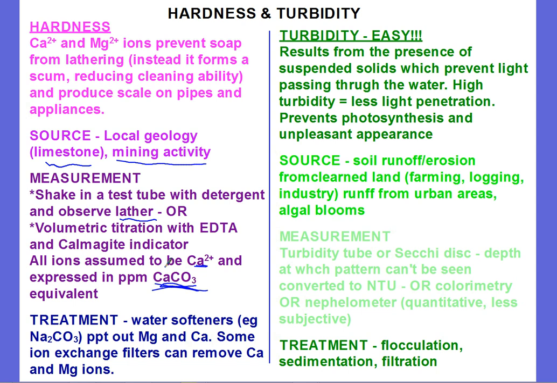How do you treat hardness? You can use water softeners such as sodium carbonate, which precipitate out the magnesium and calcium ions, and there are some things called ion exchange filters, which can remove calcium and magnesium ions.